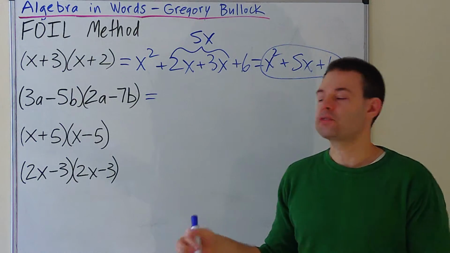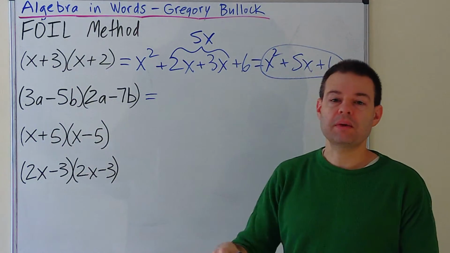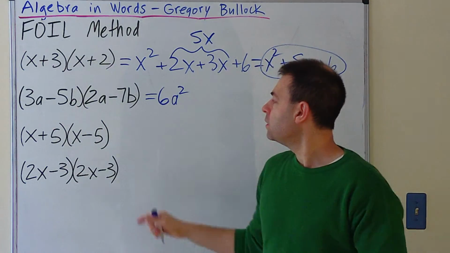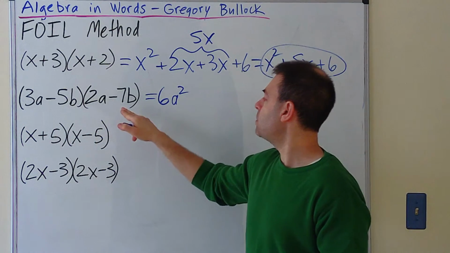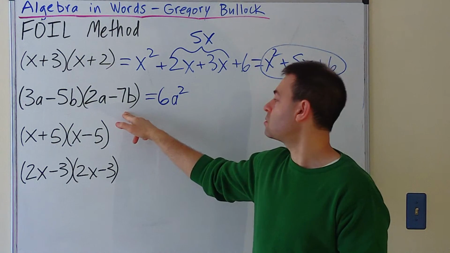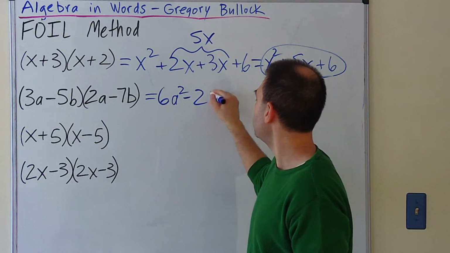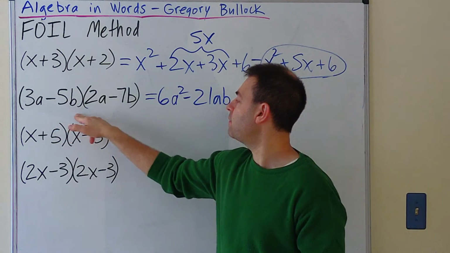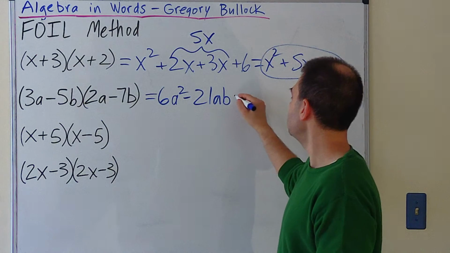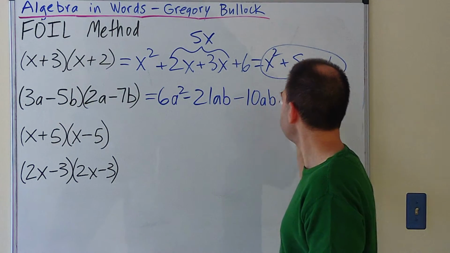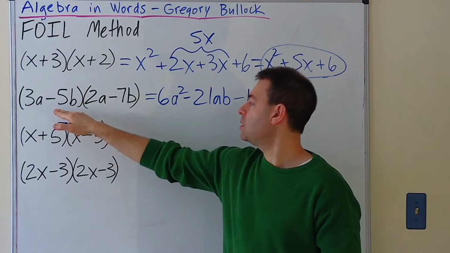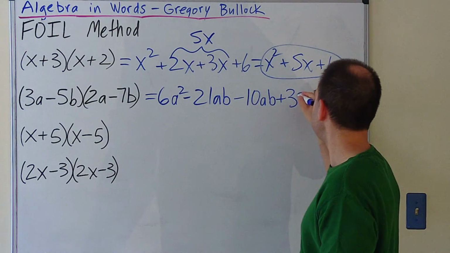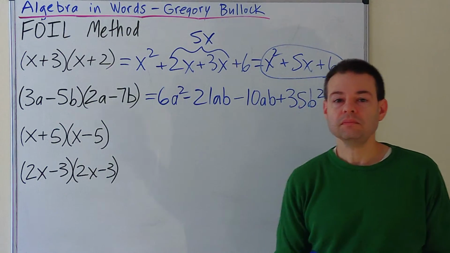We're just going to multiply like normal and apply the same rules. So let's do the product of the first terms: 3a times 2a. 3 times 2 is 6, and a times a is a squared. Then the product of the outside, 3a times negative 7b, and remember to keep the sign with the term, so we have negative 21ab. Then the product of the inner terms, negative 5b times 2a is negative 10ab. And finally the product of the last terms, negative 5b times negative 7b is now positive 35b squared.